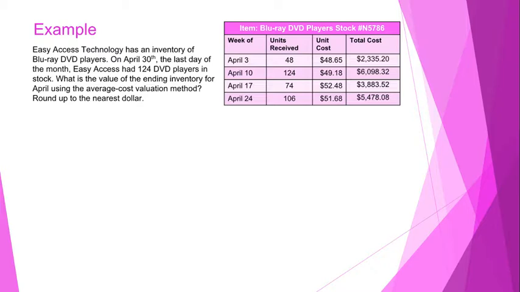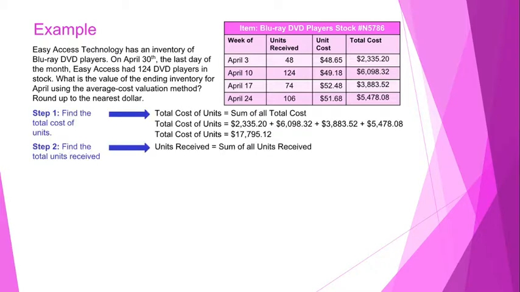So step 1, remember, is to get our total cost. So we're going to take our far right column there and we're going to add all of our total costs together. And we get $17,795.12. Step 2 is we're going to find the total units received. So remember, that's our second column where it says units received. We're going to add those four numbers together. When we add them together, we get 352.